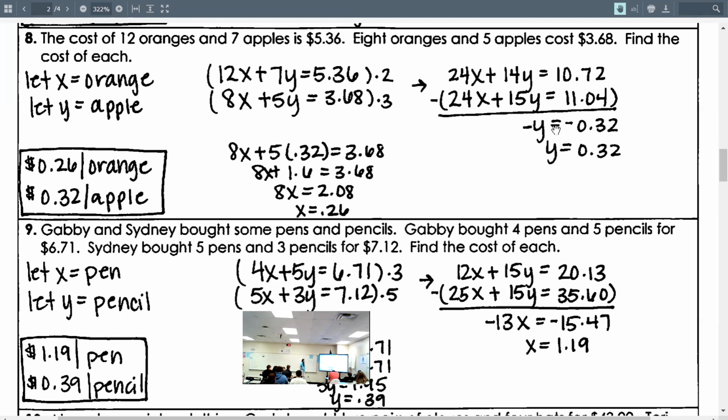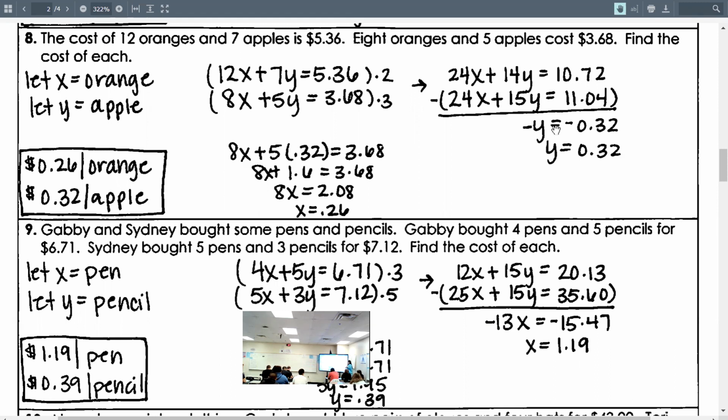Then they chose to solve it by elimination. You could have multiplied it however way you wanted, but I think the most effective would be to multiply the top one by 2 and the bottom by 3. Because 12 and 8, there's no easy way for them to become each other, but they do have a common multiple, right? So 24, I can multiply something by 12 to get 24 and something by 8 to get 24. So that's what they did. And here's our new system.